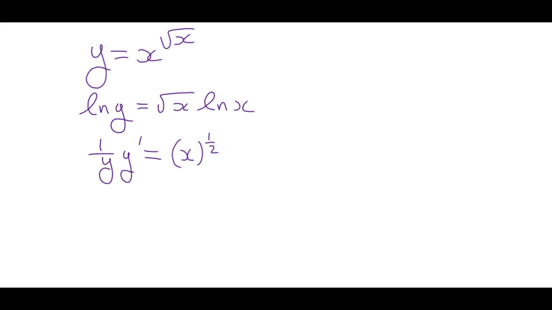Okay, so it's the first term times the derivative of the second term. Derivative of ln x is 1 over x. Plus, and then it's the second term, right? So ln x, times the derivative of the first term. So remember, the first term is x to the half. So that derivative is 1/2 x to the negative a half.